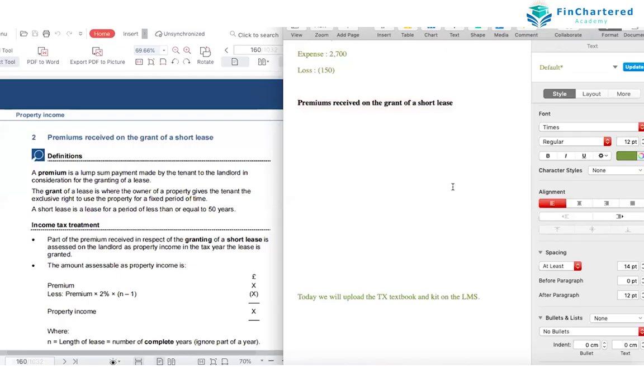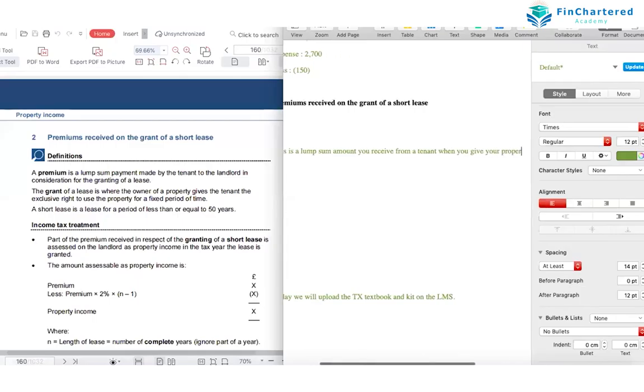Now, in this case, what do you do? How do you deal with this situation? Right? See, this is basically a premium is what? This is a lump sum amount you receive from a tenant when you give your property out on a lease.